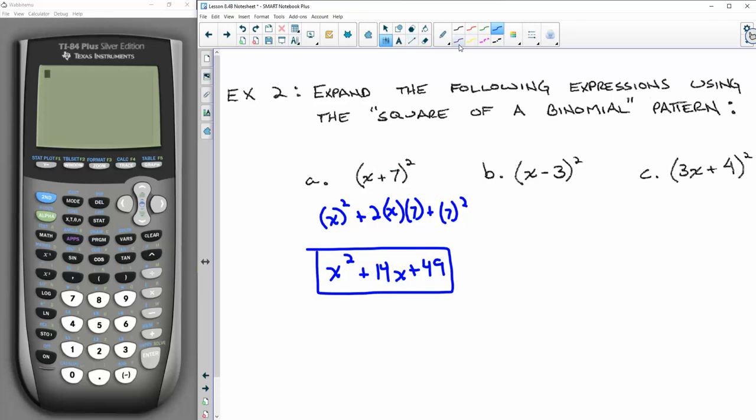Let's do it again. So this time we're going to take that x, and that's going to get squared. This is subtraction, so we could write it like this: plus 2 times x, and the second term is negative 3. Let's look at it like that. And then we're also going to take that negative 3 and square it. So it's going to be x squared minus 6x plus 9.